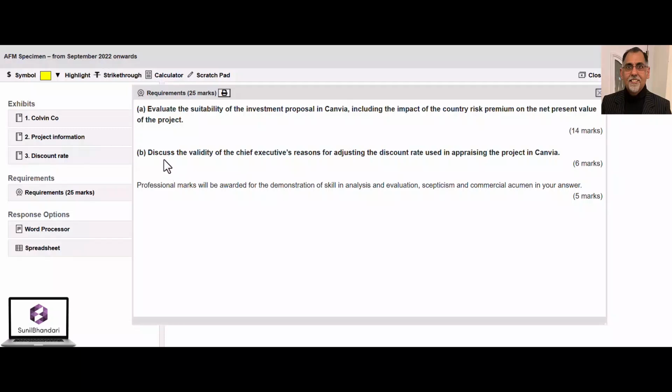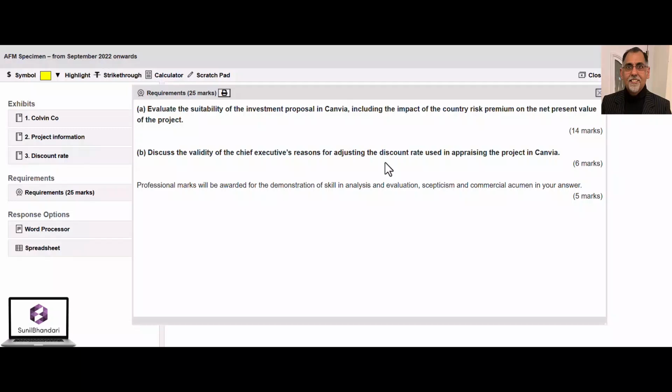Discuss. Discuss means positive and negative. It means all round. It doesn't mean just advantages, and it doesn't mean just disadvantages. It means both the positive and the negative, of the validity of the chief executive's reasons for adjusting the discount rate to appraise the project. Now, this adjusting of the discount rate, to me, triggers a technical area of AFM.